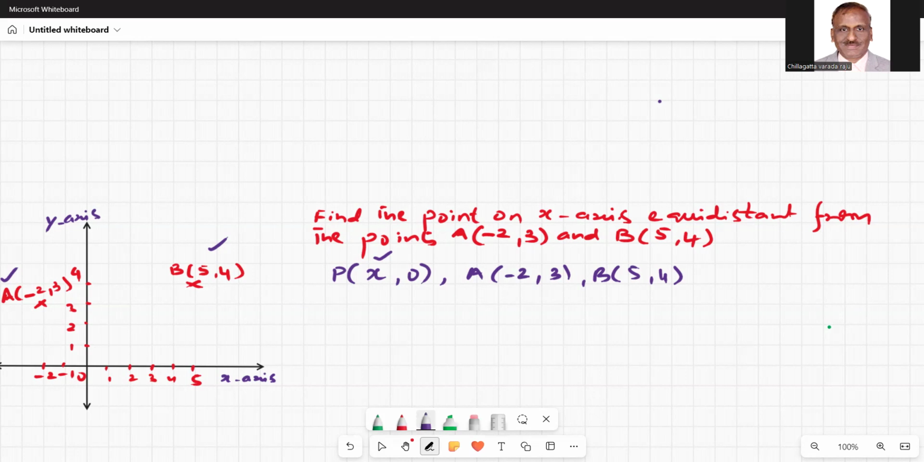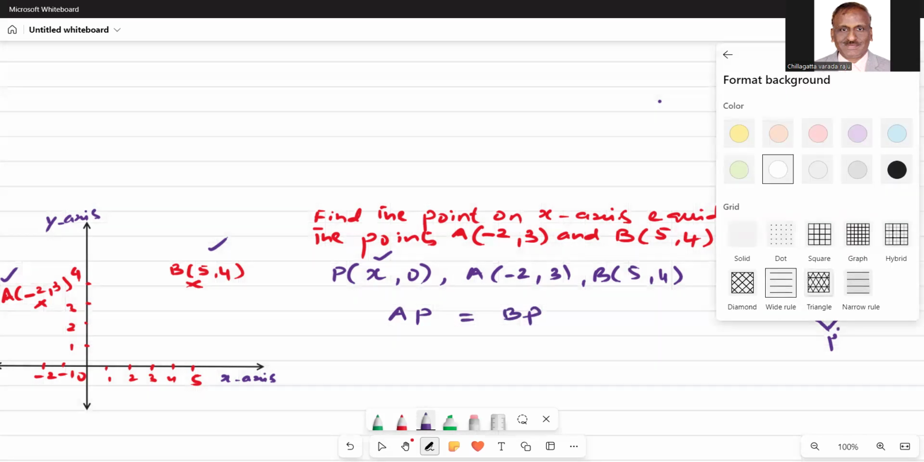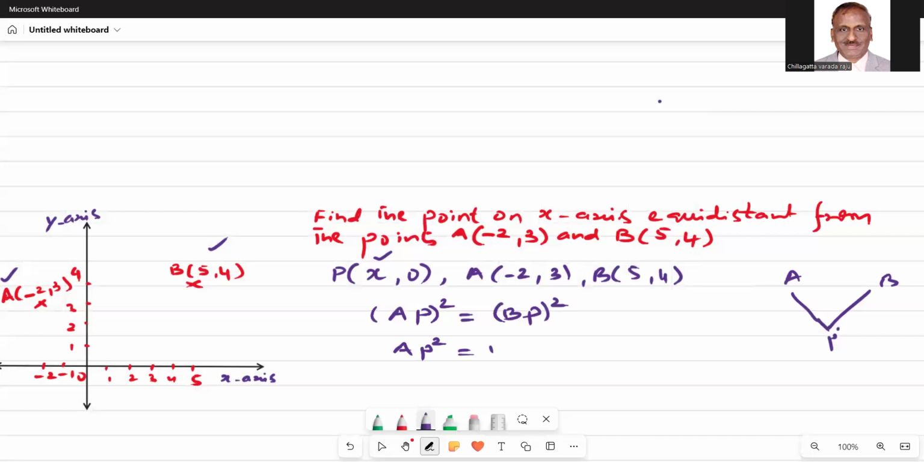Suppose you take the 2 points here. This is point P, this is A and this is B. AP is equal to BP, no? I can take the length of AP equal to the length of BP. Distance between 2 points are the same. So what will I do? AP, what do you mean by AP? Distance between 2 points. AP is equal to BP means straight away I can write AP whole square is equal to BP whole square. That means AP square is equal to BP square.